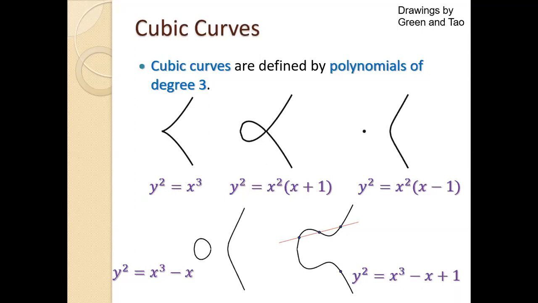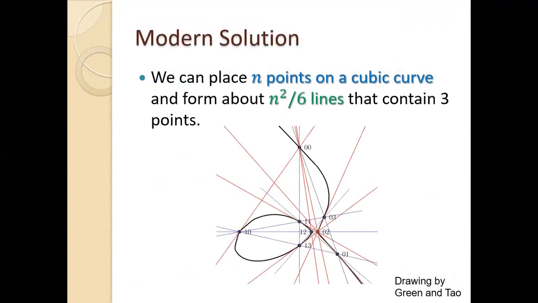There's something we know today, that basically you can take n points on a cubic curve and get about n squared over 6 lines that contain 3 points. So I stole this drawing from somewhere, and I actually need the blue lines. It's easy to see the red lines, but we actually need the blue lines. We took here a cubic curve of degree 3, and we placed some points on it, and we have a lot of lines passing through 3 points, the blue lines.